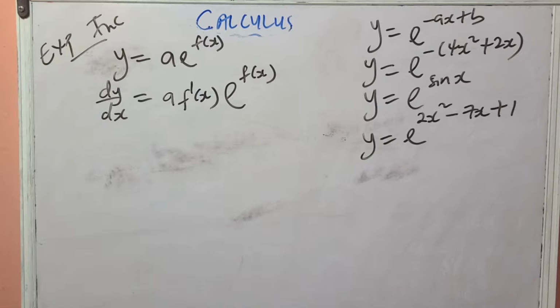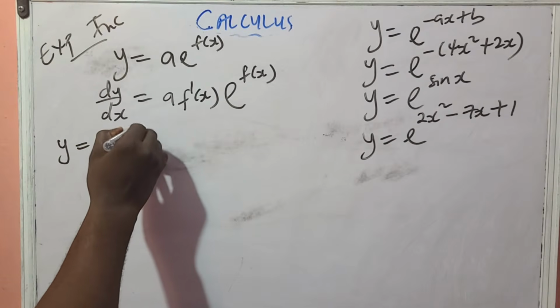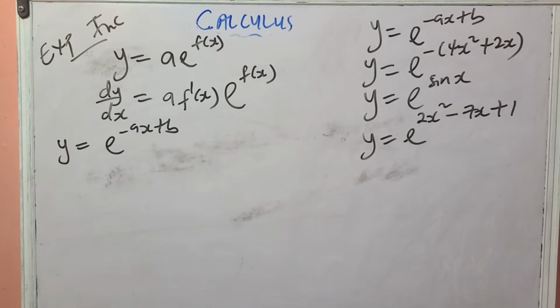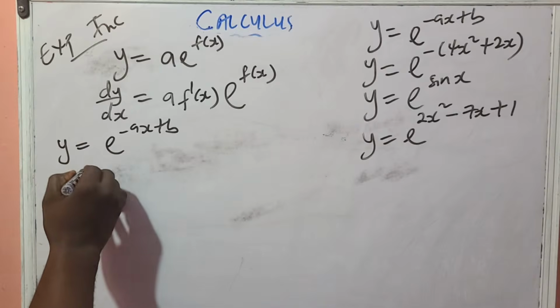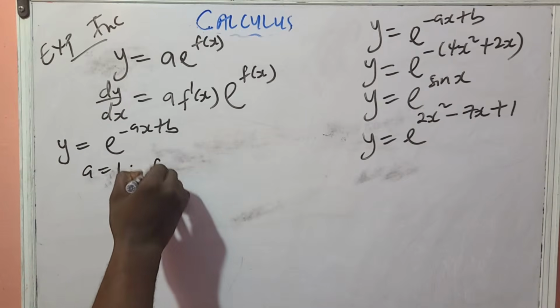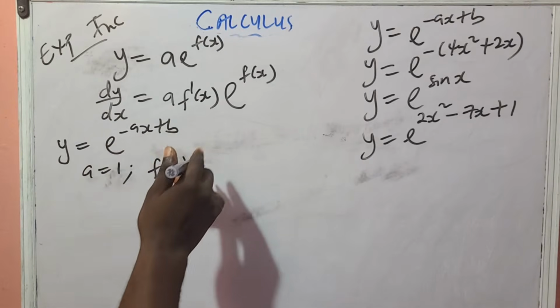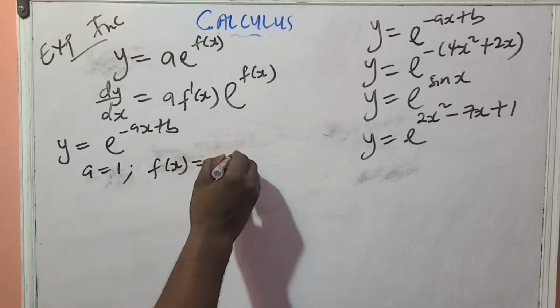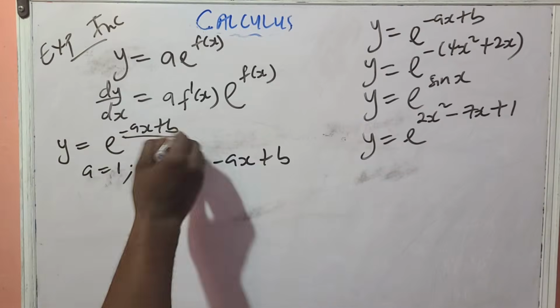So y in this case is equal to e raised to power minus ax plus b. Please give me your answer to this if you are done with it. It will really help you. So now look at it. In this case, the coefficient of my exponential is a, which is 1. So a here is 1. Now, what is my f of x based on what I'm explaining? My f of x here is the power of e, and the power of e here is equal to minus ax plus b. I'm sure you can all see that this is the power right here, the power of e.